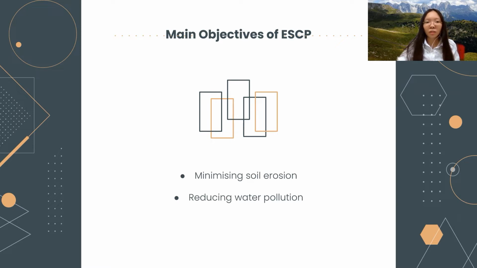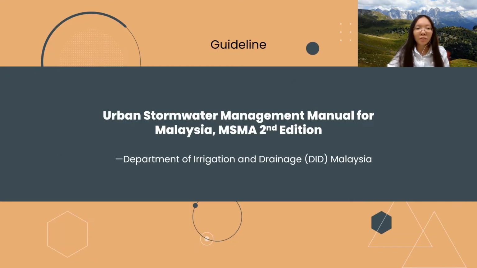The main objective of the erosion and sedimentation control is minimizing the soil erosion and hence reducing the water pollution caused by the construction activity. In this project, the guideline used for the erosion sedimentation control design is the Urban Stormwater Management Manual for Malaysia, MASMA 2nd edition by the Department of Irrigation and Drainage, Malaysia.